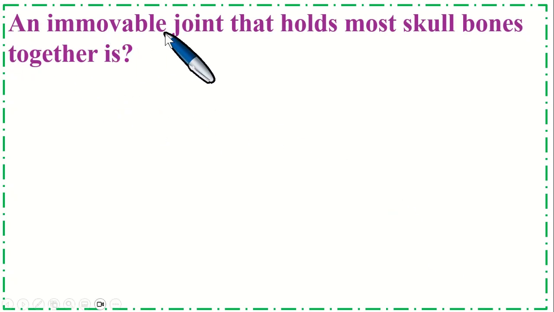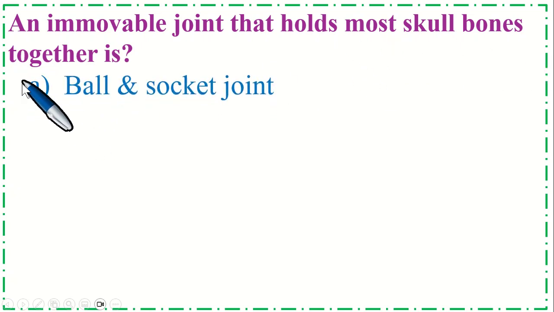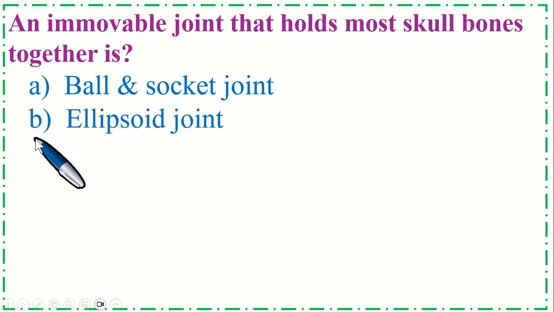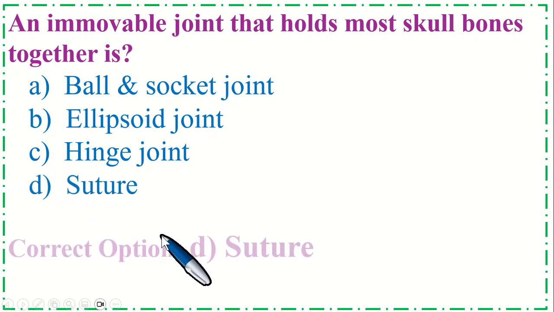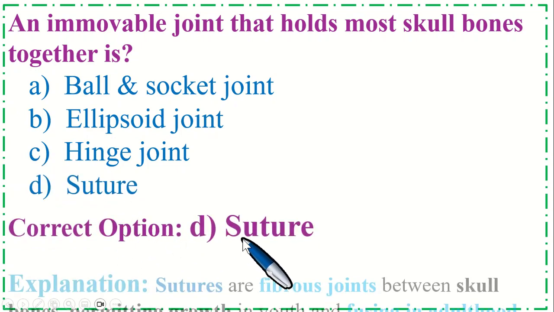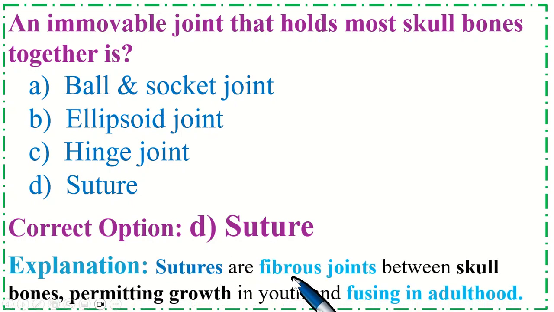An immovable joint that holds most skull bones together is option A. Ball and socket joint, B. Ellipsoid joint, C. Hinge joint, and option D. Suture. So the correct option is D. Suture. Sutures are fibrous joints between skull bones, permitting growth in youth and fusing in adulthood.